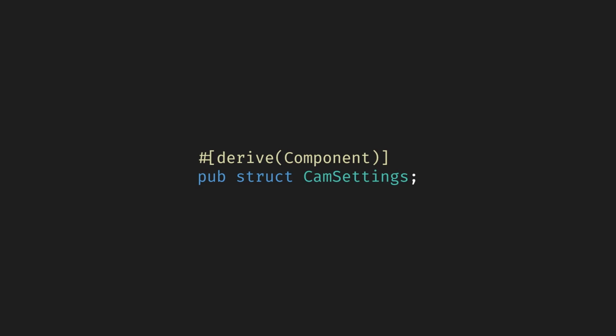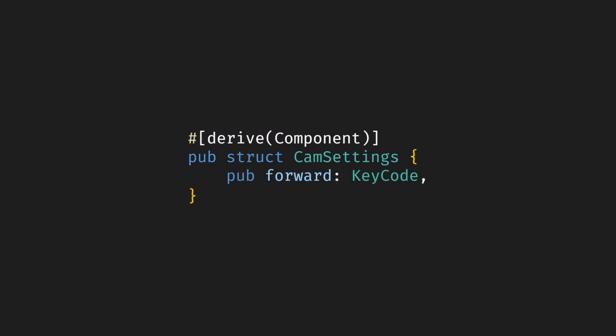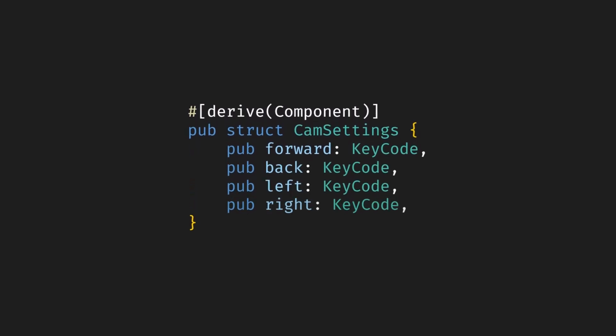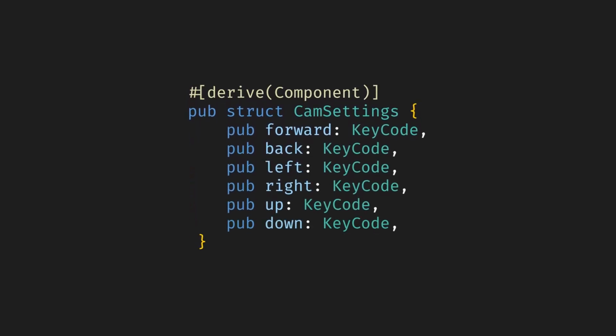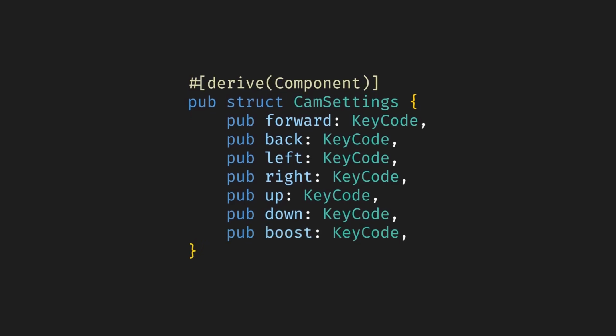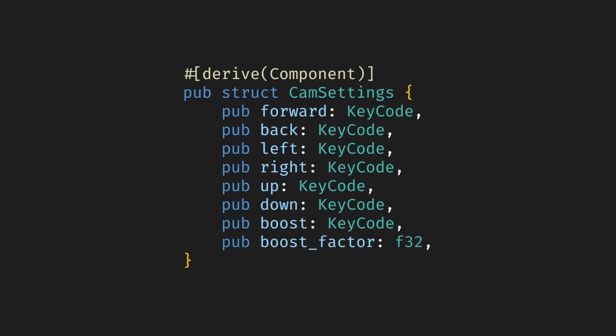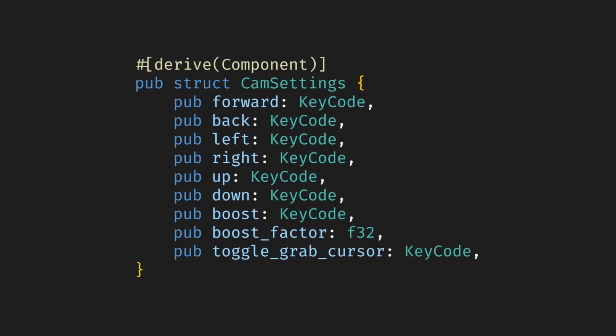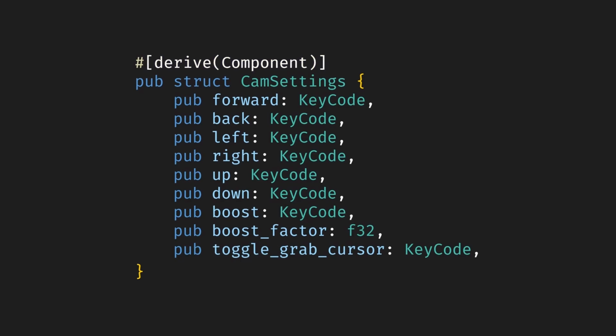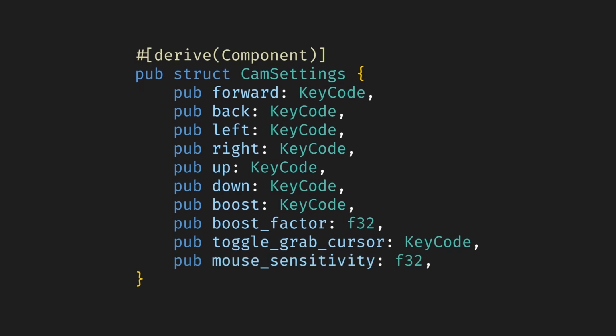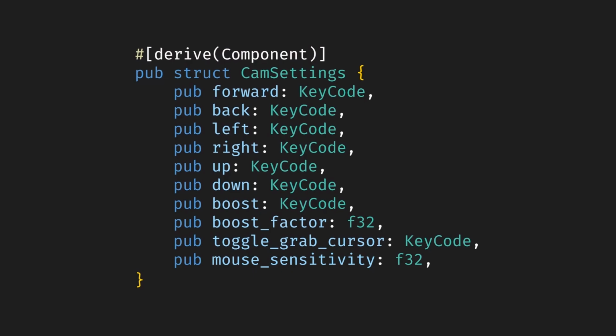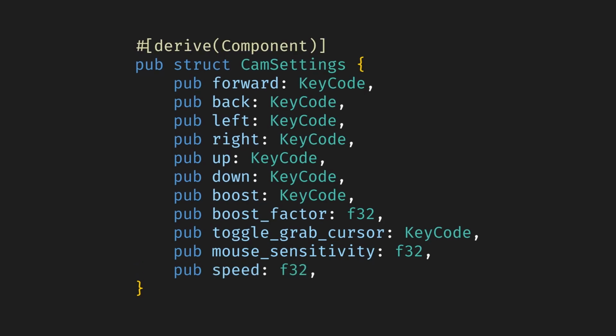In this case, we will use a forward, backwards, left, right, up and down key code to control the basic navigation of the camera. I've got a boost key, which will make the camera move faster when it's being pressed so that you can move quickly. The boost factor, which is the speed at which the camera is sped up when the key is held. The toggle grab key, which is the key that you press so that the cursor is no longer locked if you need to be able to move the mouse off the screen. Mouse sensitivity, which is how much the camera will rotate with any single movement of the mouse. And then the base speed of the camera. This is just the amount of movement we will move in 1 second.